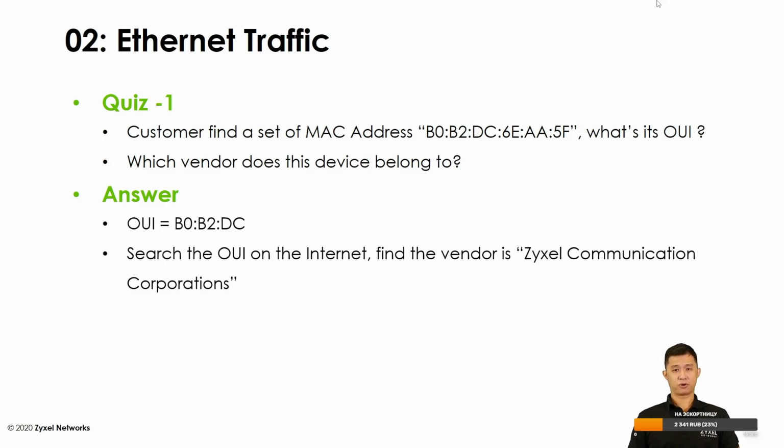As we mentioned before, OUI is the first 24 bits of the MAC address, which equals 6 characters. So it should be B0, B2, DC. And we can find lots of OUI mapping tools online. So after we type the MAC address above, we can figure out this product is from Zyxel.